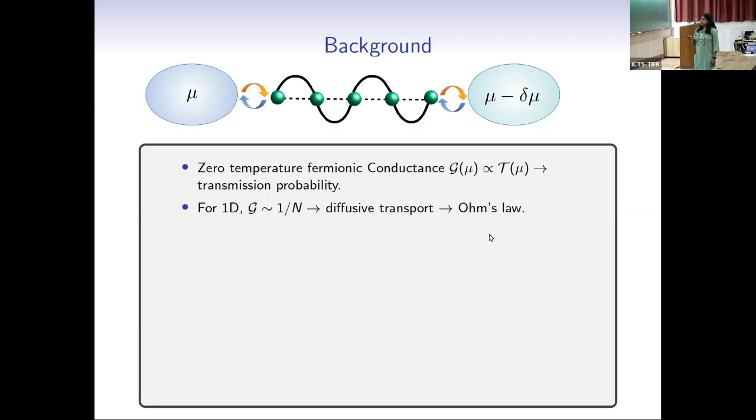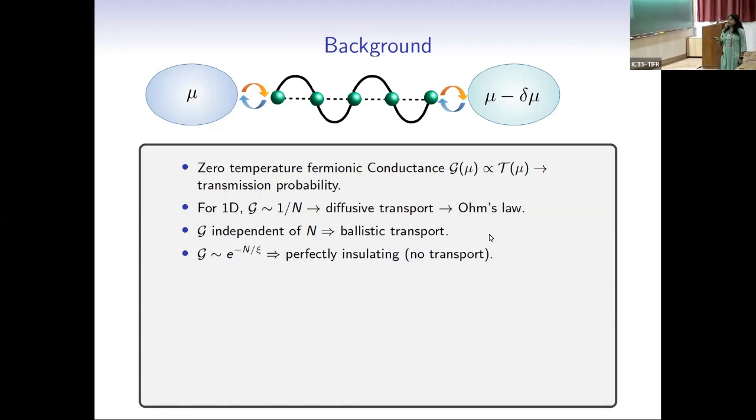But for low dimensional systems, we often see departure from this diffusive behavior. We can see different conductance behavior. It can happen that G is independent of n. This is the ballistic transport. Then it can happen that G is exponentially decaying with the system size. This is the perfectly insulating state, so there is no transport here.